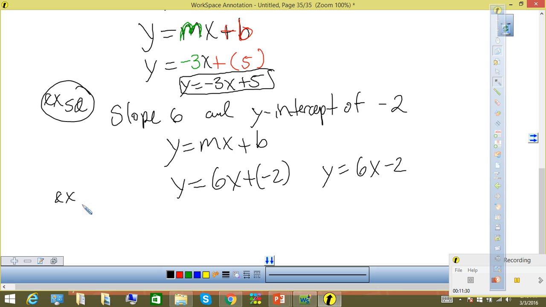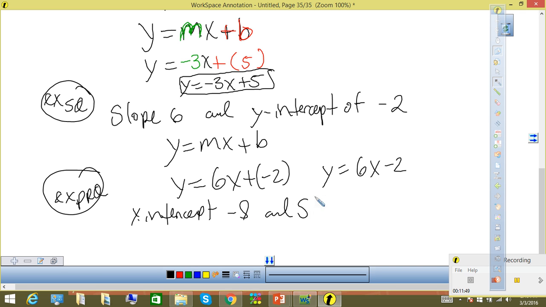One more example. Power Rangers Q. Here we go. Y-intercept of -8 and slope -2/3. Go.